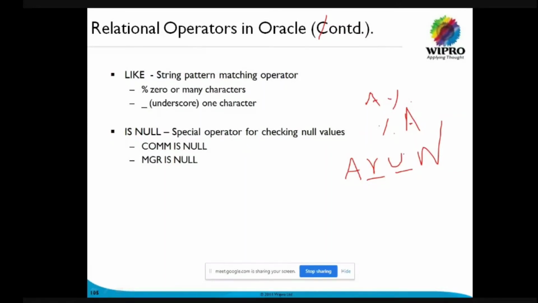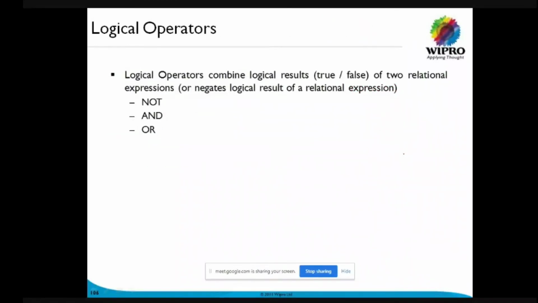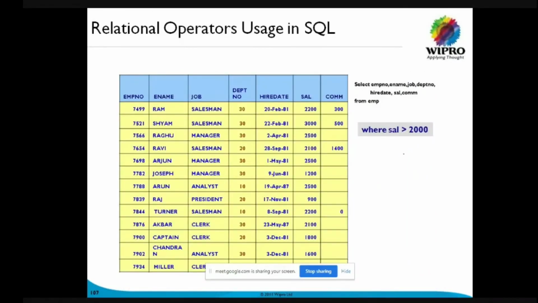Next one is the is null operator. We have already discussed, which is the special operator for checking null values. And we can have the logical operators. I don't want to explain, you are all much familiar. Logical not, logical and, logical or. So these are some of the examples. You just go through the slide.